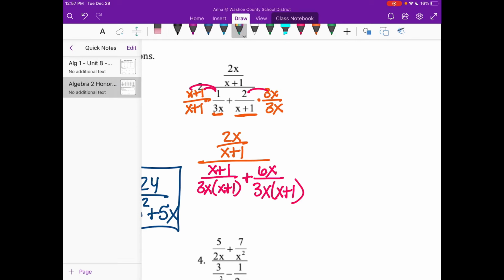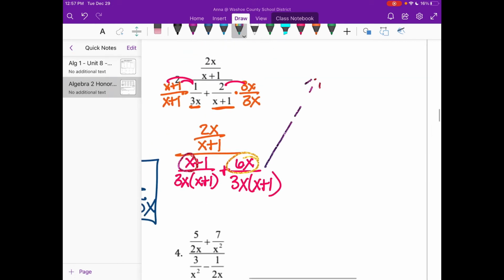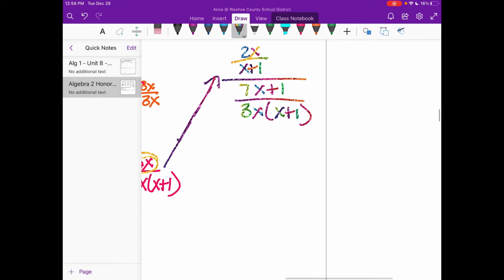Now we almost have one fraction on the bottom. On the bottom, we just need to combine the like terms, the x and the 6x, and then everything else should be good to go. I'm going to go ahead and write my work in the corner over here because I'm running out of room. So 2x over x plus 1 all over 7x plus 1 over, keep this factored, 3x times x plus 1.